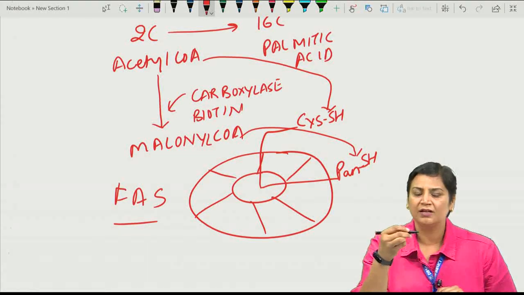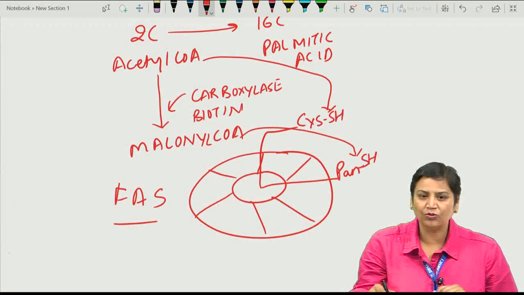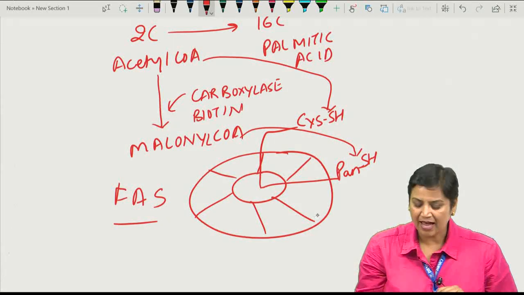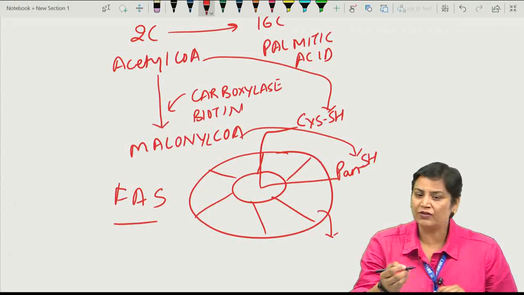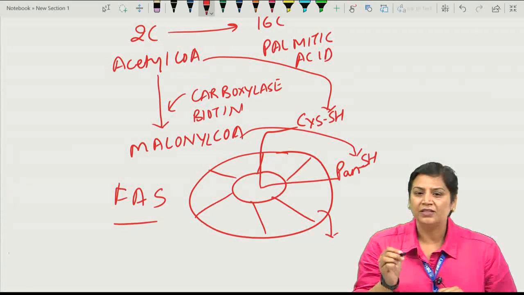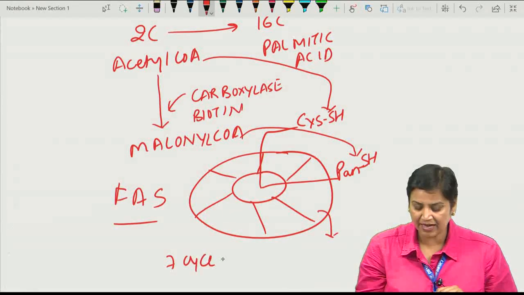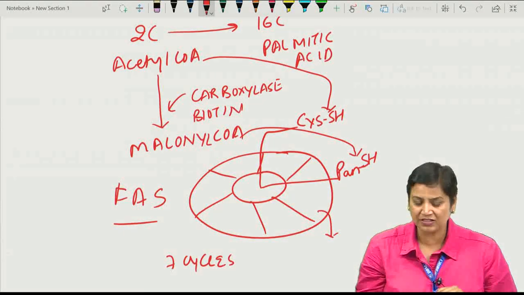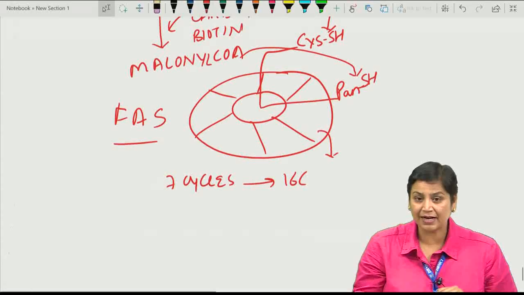There is transfer, decarboxylation, and it rotates around the entire cycle, and when it comes out it is 2 carbon atoms more. So suppose we have to form palmitic acid, this will undergo 7 cycles. 7 cycles in this fatty acid synthase complex to form a 16 carbon compound, that is palmitic acid. And that is what exactly happens here.